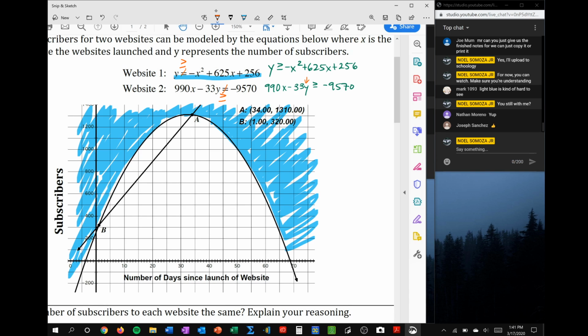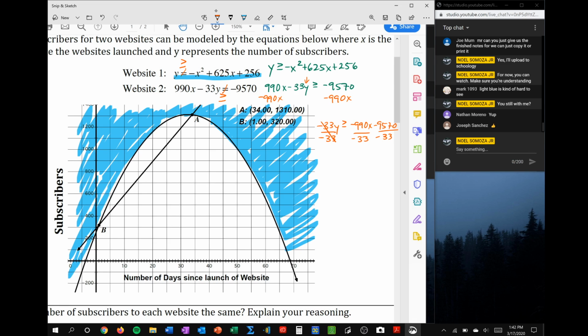So first thing we can do is subtract 990x. Okay, so subtract 990x on both sides. You're going to get negative 33y is greater than or equal to negative 990x minus 9570. Okay, to get rid of the negative 33, divide by negative 33 to all three terms.